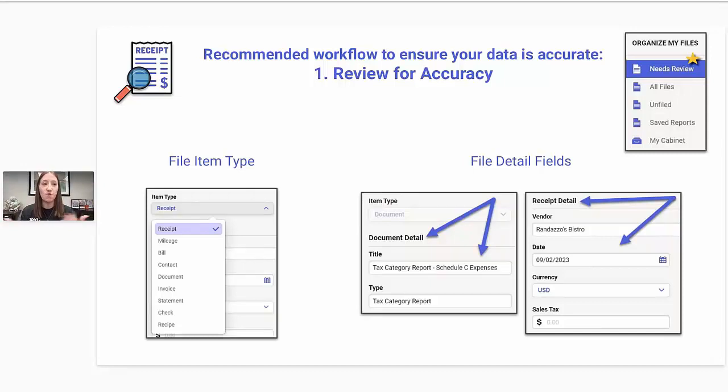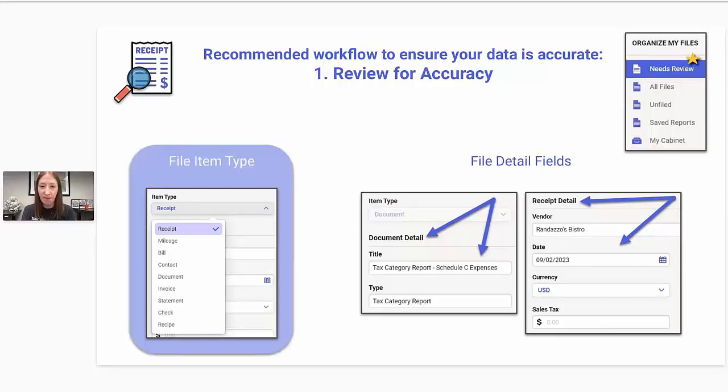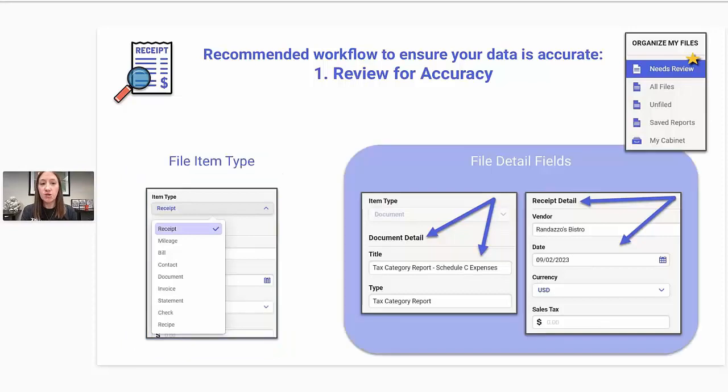In step one of this workflow, you really need to focus on making sure that your data is accurate in two main parts of your file. You need to make sure that your file's item type is accurate. Is it the best item type for the type of file it is? And you also need to make sure that your file's detail fields are accurate as well. These are the fields that have factual data about your files in them.